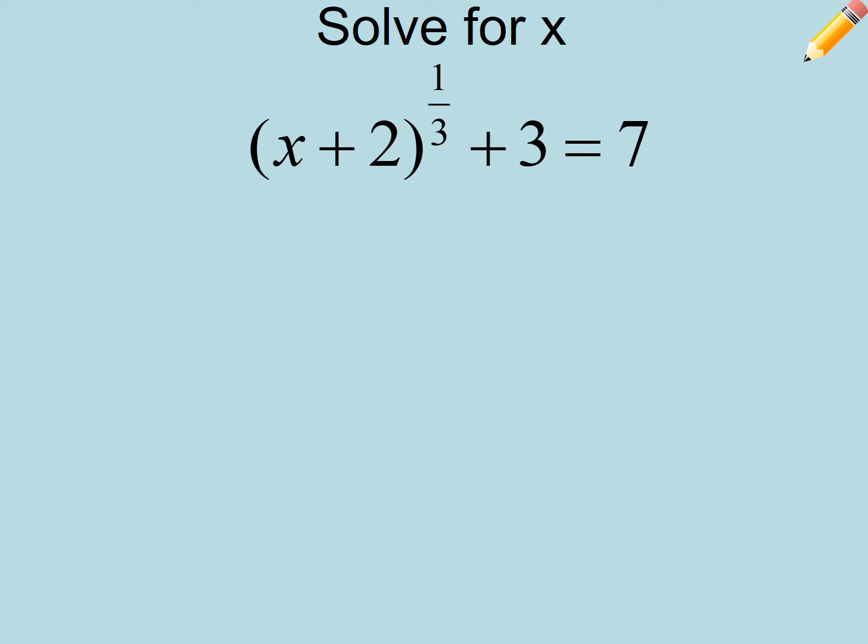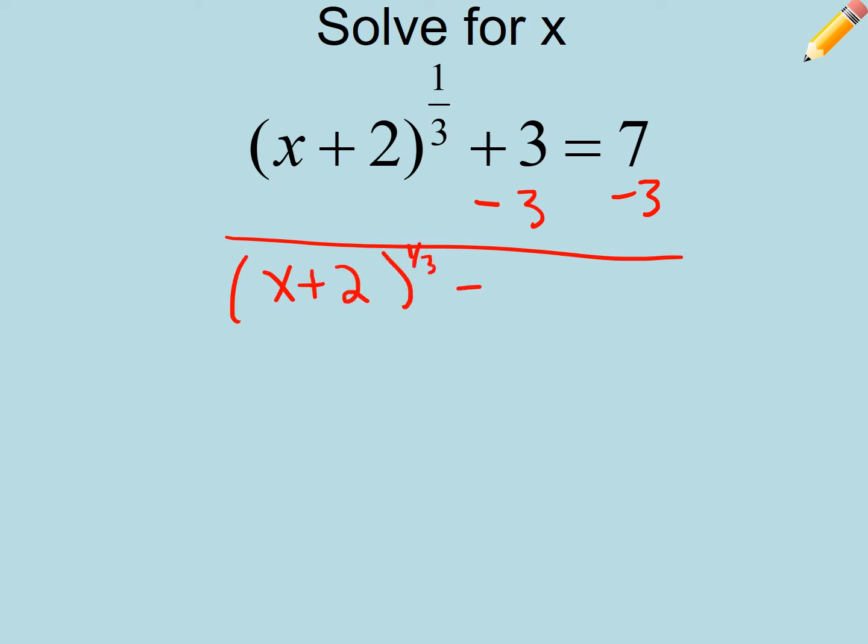Alrighty, example number 3. Let's get that 3 to the other side so we can isolate that. So we have (x + 2) all getting raised to the 1/3 power is equal to 7 minus 3, which is 4. So we can rewrite that as a radical. It'll be the third root of x plus 2 is equal to 4.